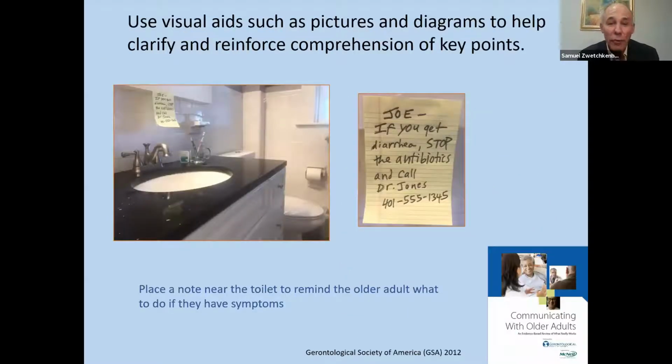But the first thing is to use visual aids such as pictures and diagrams to help clarify and reinforce comprehension of key points.